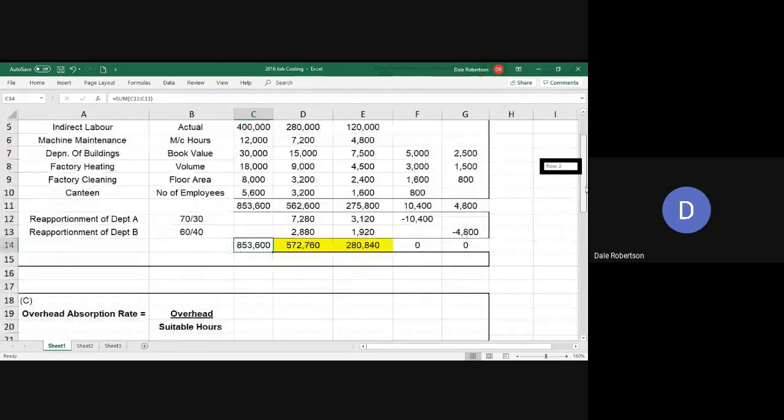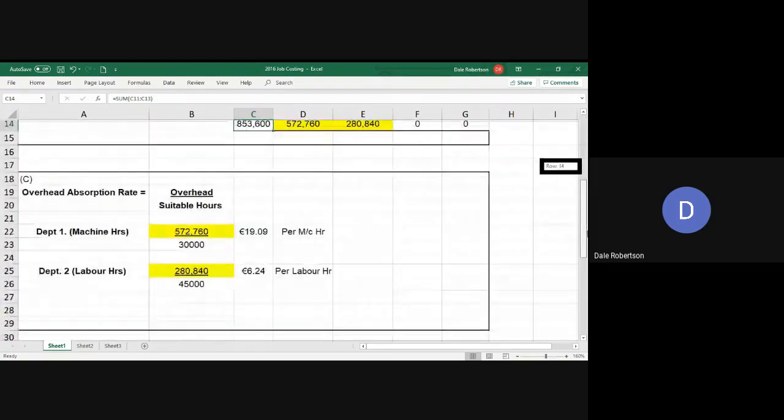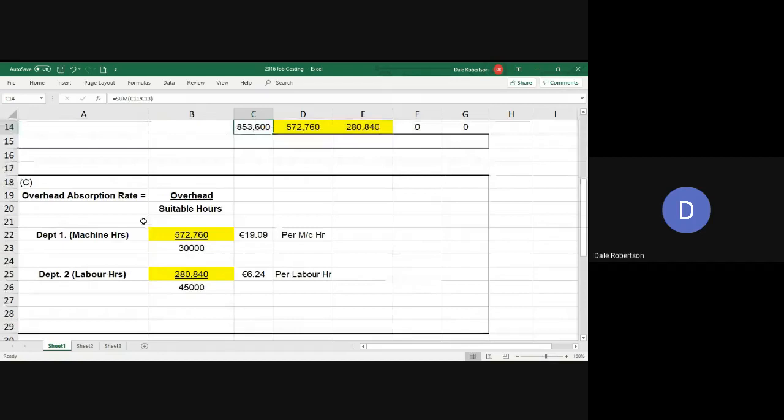Part C of the question I've already done out here, but let me show you what you're doing. It says, calculate a suitable overhead absorption rate for each department. Now, an overhead absorption rate is where you take your overhead and you divide by a number of hours to find out how much the rate can be charged per hour.